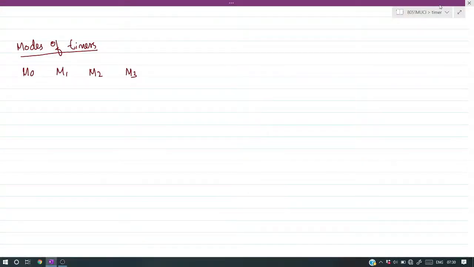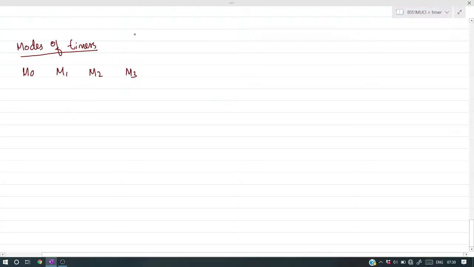Next, let's see modes of timers. We know in 8051 we can have two timers, T0 and T1. Each can be made to operate in four modes: mode 0, mode 1, mode 2 and mode 3. Let's see some details about these modes. So first one is mode 0. Mode 0 is a 13-bit timer counter.